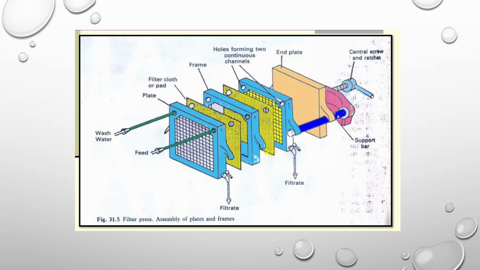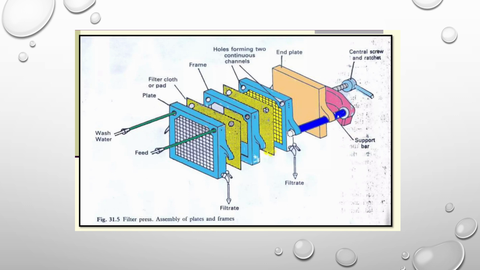The blue one shows the frame, and inside we have the plate and the filter cloth. The yellow one is the filter cloth or pad, the second one is the frame, and again we have a filter cloth or pad. This setup is continuous. Based on the capacity, the number of plates and frames will be increased or decreased.